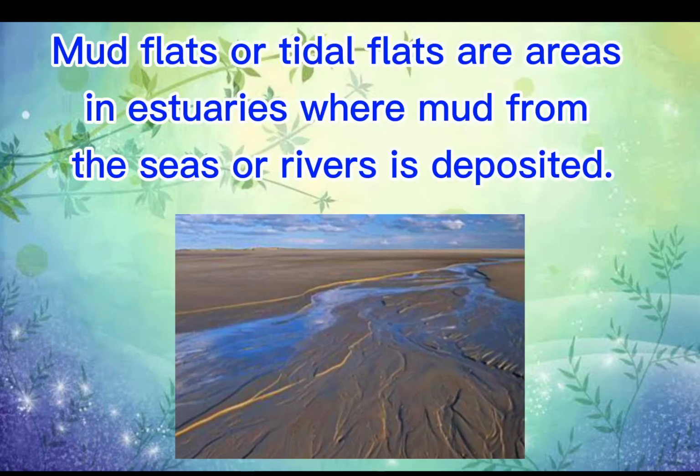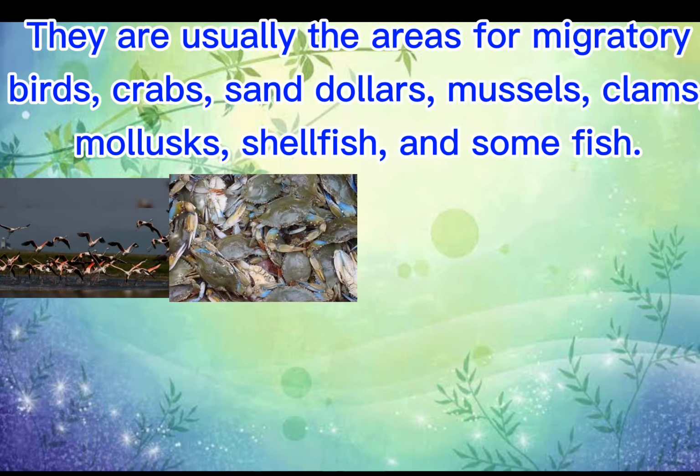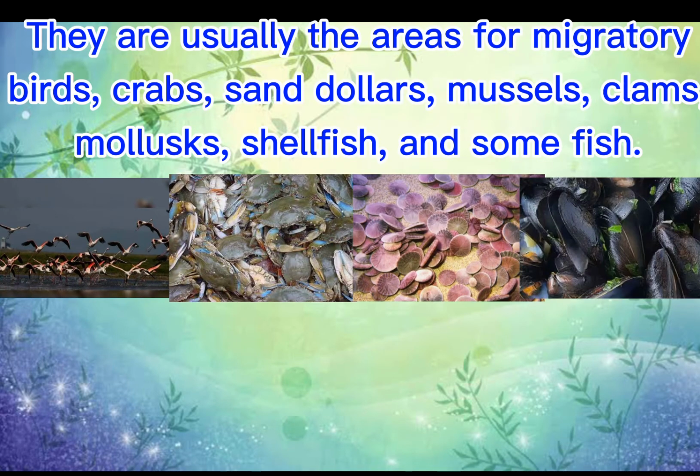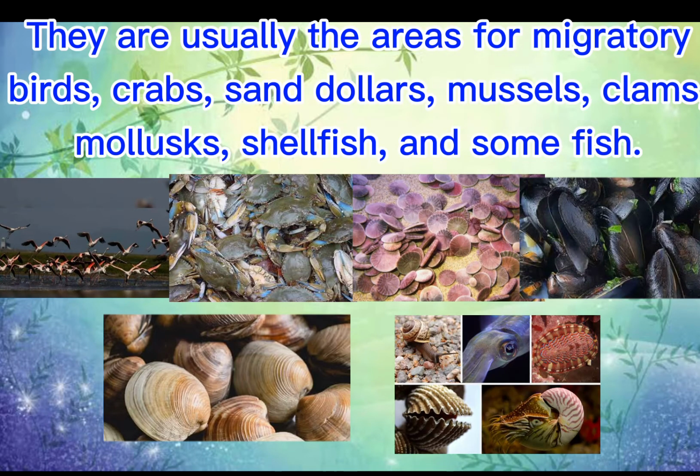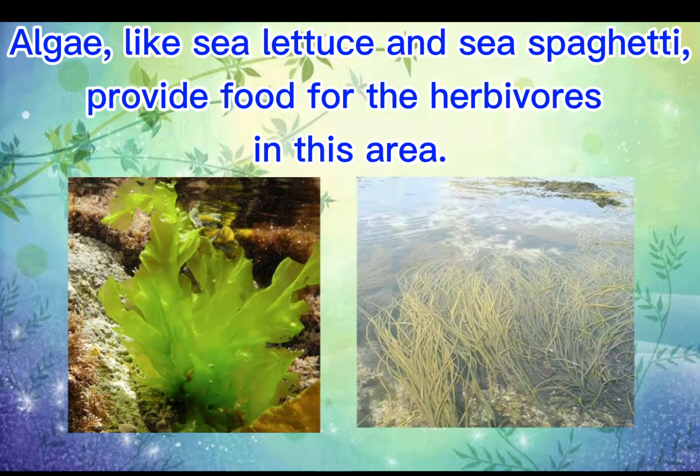Mudflats. Mudflats, or tidal flats, are areas in estuaries where mud from the seas or rivers is deposited. They are usually the areas for migratory birds, crabs, sand dollars, mussels, clams, mollusks, shellfish, and some fish. Algae, like sea lettuce and sea spaghetti, provide food for the herbivores in this area.